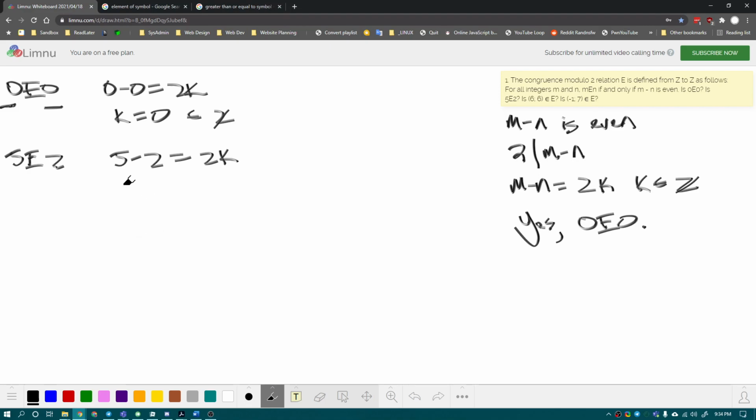Okay. And then divide by 2. So what's K equal to? K is equal to 3 over 2. Right. And is that an integer? No. So what can we conclude? So no, it's not. Perfect. And so how you do that is you do 5 E 2 and then put a slash through E.